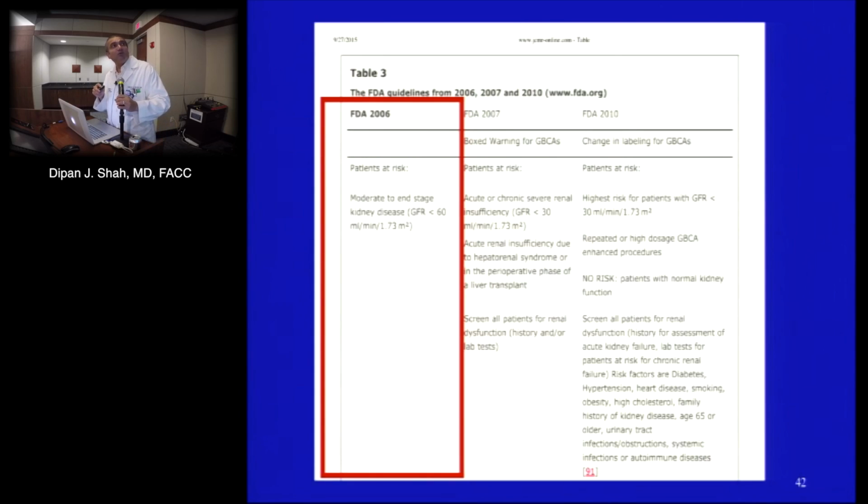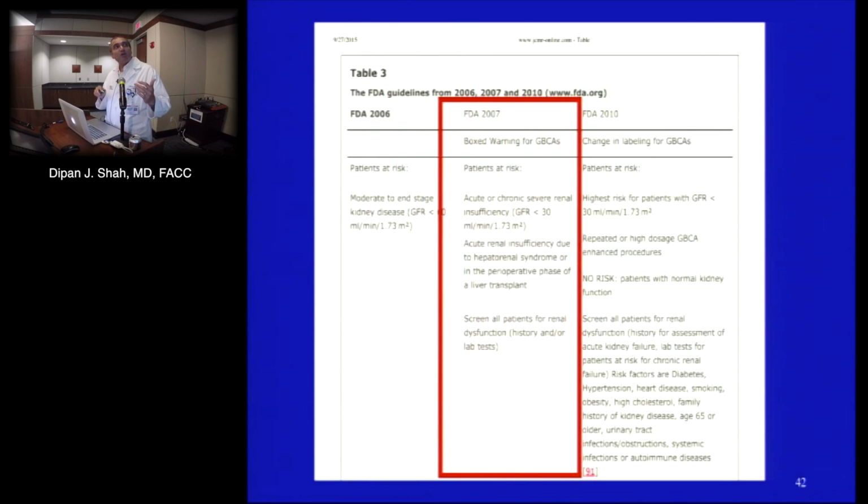When it first came out in 2006, the warning was basically to try to avoid gadolinium in anybody with a GFR less than 60. But as they looked at these cases in more detail, they noticed that the vast majority of the time, it primarily occurred in people with a GFR less than 30, so chronic renal insufficiency with a GFR less than 30. That's when the FDA guidance was updated in 2007 to identify patients with a GFR less than 30 or patients with acute renal insufficiency due to hepatorenal syndrome, who were thought to be potentially at increased risk.